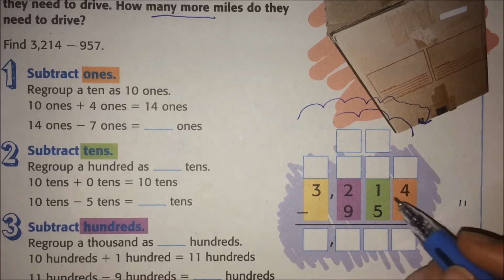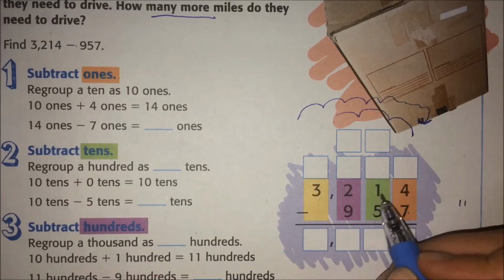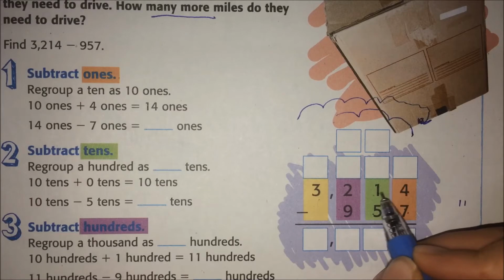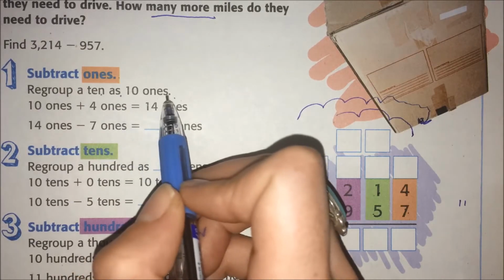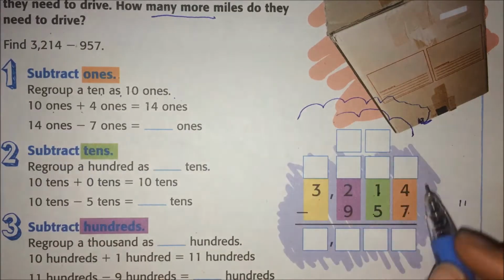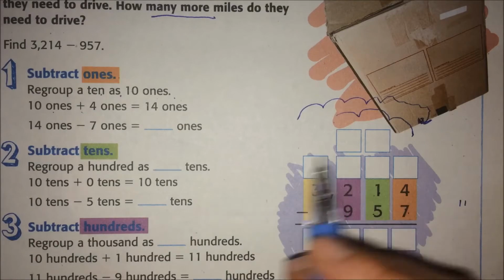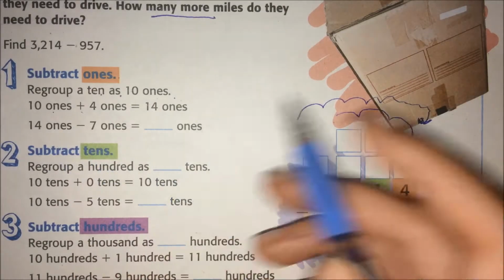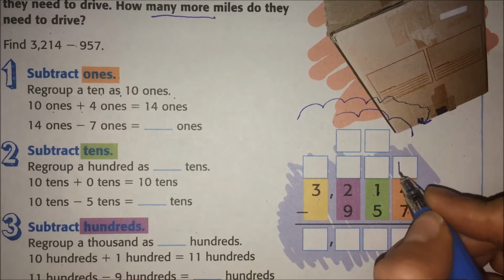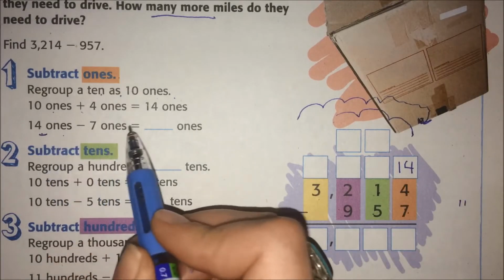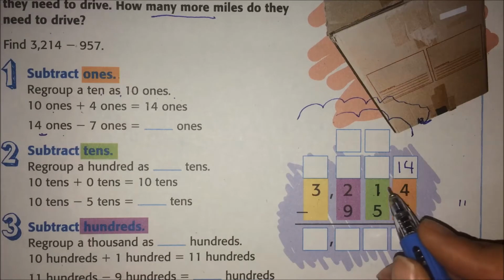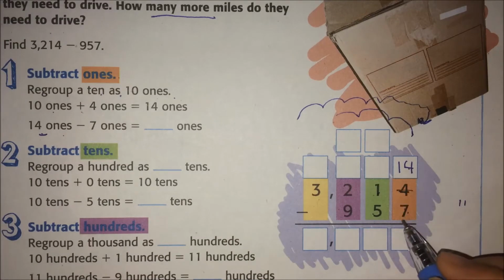So 4 minus 7, we can't do that. So we need to go knocking at the tens place, and we need to regroup 10 as 10 ones. 10 ones, but there were also already 4 there. So now 10 plus 4 equals 14. So now there's 14 ones altogether. Now we can do 14 ones minus 7 ones. 14 minus 7, 7.